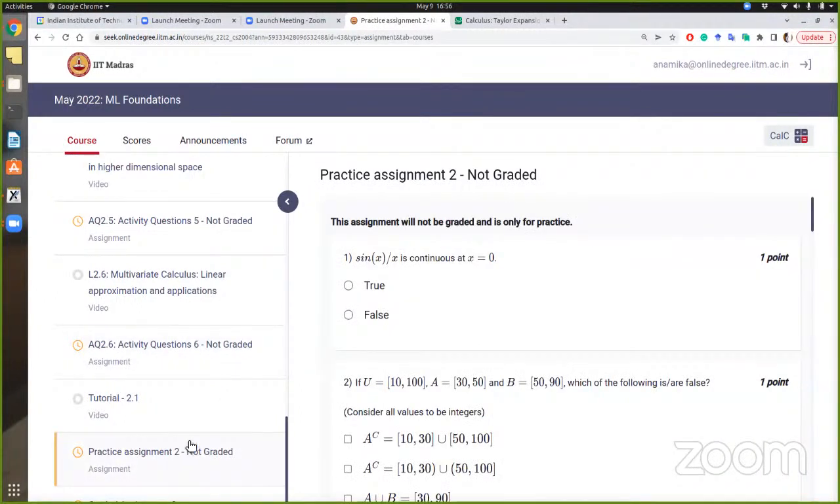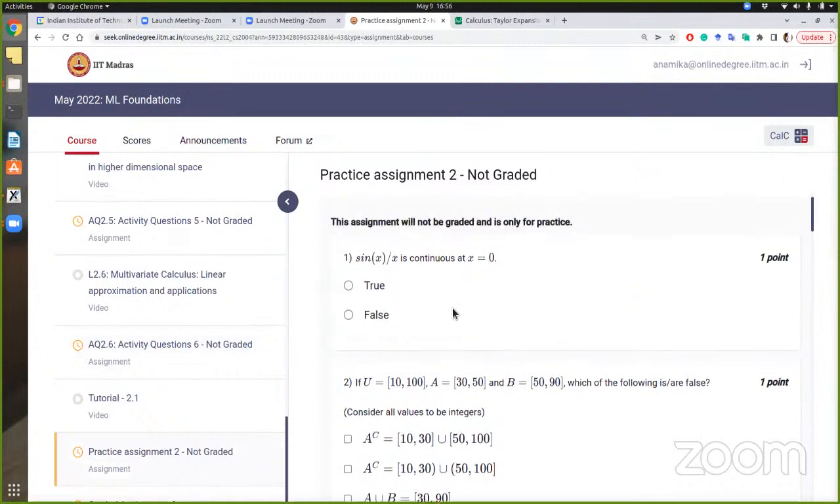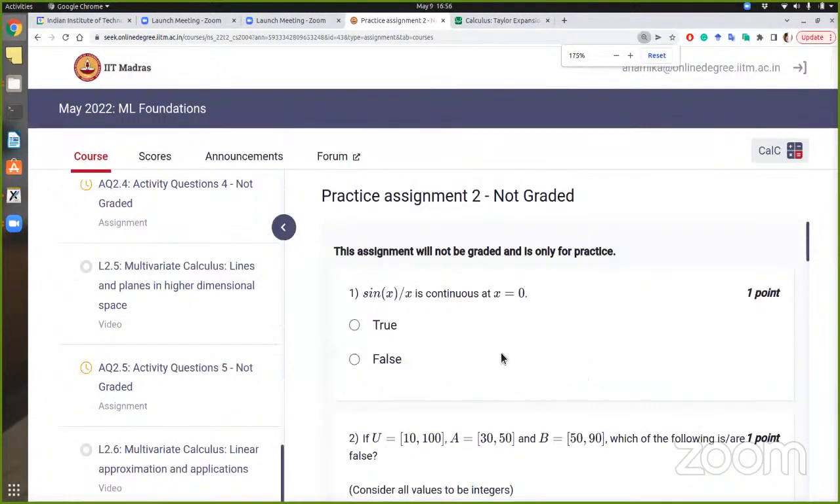Okay, let's try to solve the practice assignment. It will be nice if you also are doing it at your own end. Okay, let's start with the first question. We have to check whether this function is continuous or not. So what do we do to check whether a function is continuous or not?